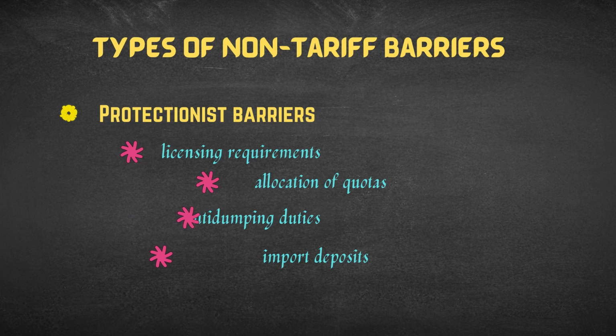So, protectionist barriers are designed to protect certain sectors of domestic industries at the expense of other countries. The restrictions may make it difficult for other countries to compete favorably with locally produced goods and services. The barriers may take the form of licensing requirements, allocation of quotas, anti dumping duties, import duties, and others.